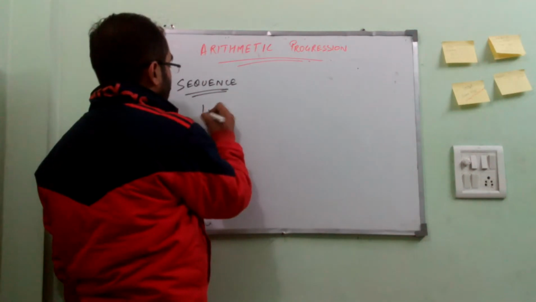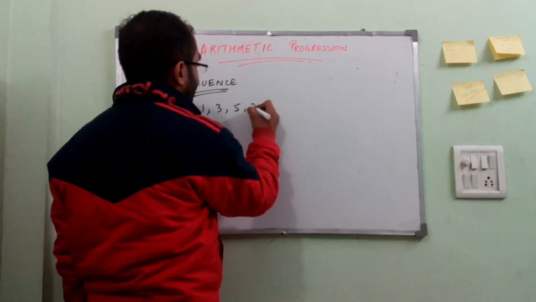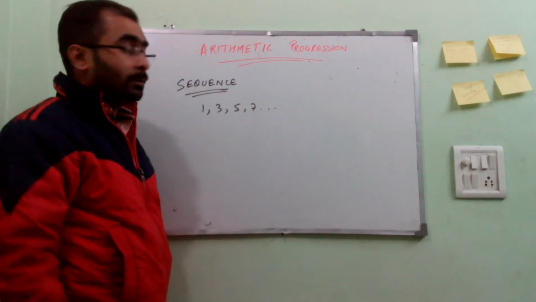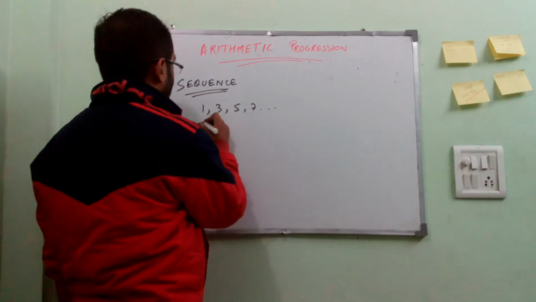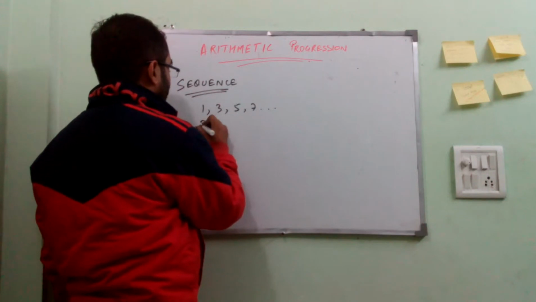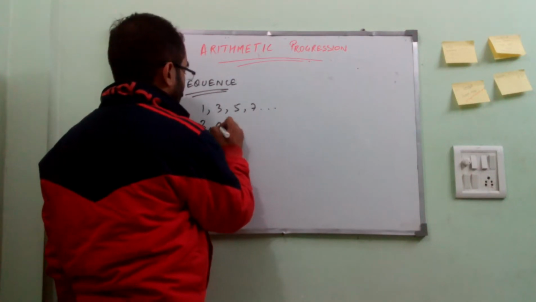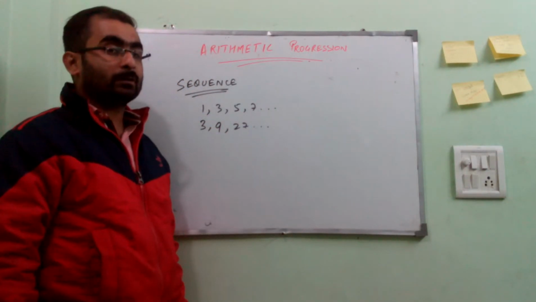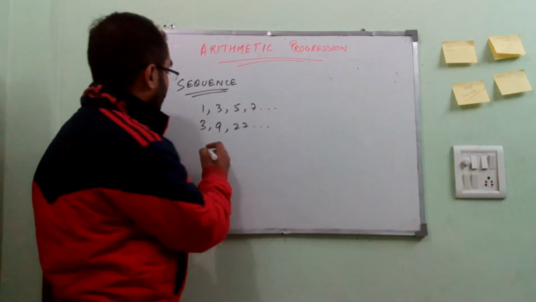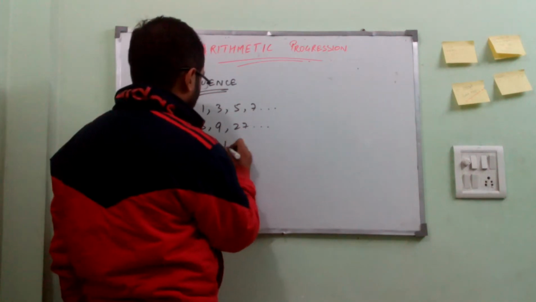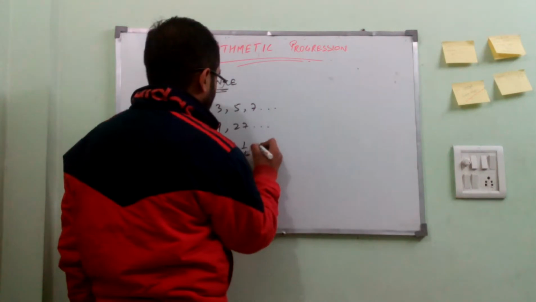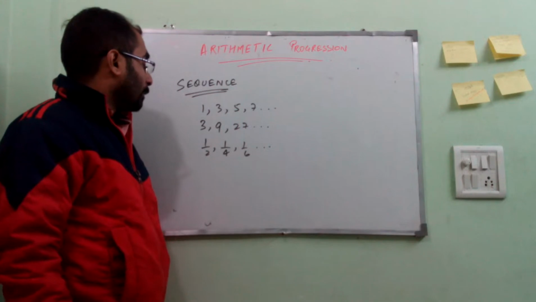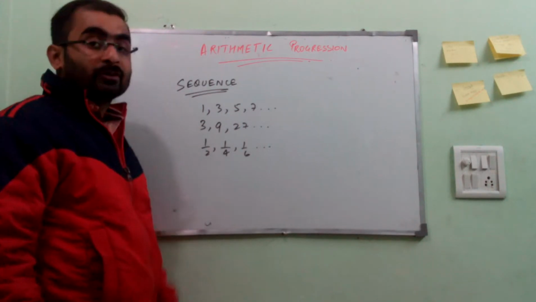Let's say 1, 3, 5, 7, dot dot dot. They are arranged in a specific order, in a specific manner. Similarly 3, 9, 27, this is also arranged in a specific order. 1 by 2, 1 by 4, 1 by 6, dot dot dot, this is also arranged in a specific manner. So they all are arrangements.